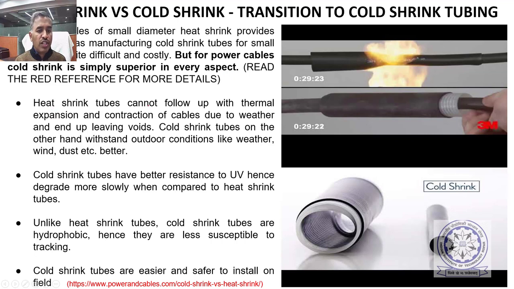Heat shrink tubes cannot follow the thermal expansion and contraction of cables due to weather and end up leaving voids. Cold shrink tubes, on the other hand, withstand outdoor conditions like weather, wind, dust, etc. better than heat shrink. Cold shrink tubes have better resistance to UV, hence degrade more slowly when compared to heat shrink tubes.